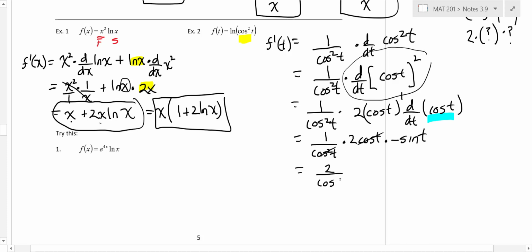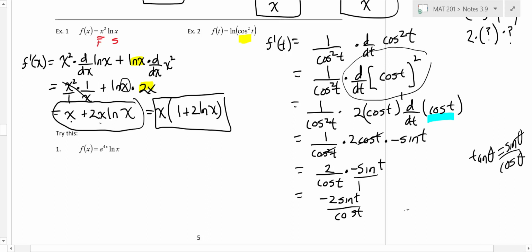One of them cancels for sure, right? And then we have times negative sine t like that. So if we multiply that together, we would have negative 2 sine t over cosine t. Any thoughts? Isn't that a tangent? Remember the identity that you learned in trig? You should have learned that tangent theta is sine theta over cosine theta. So I'm going to go ahead and write this as negative 2 tangent of t. Okay, like that. That's the idea.